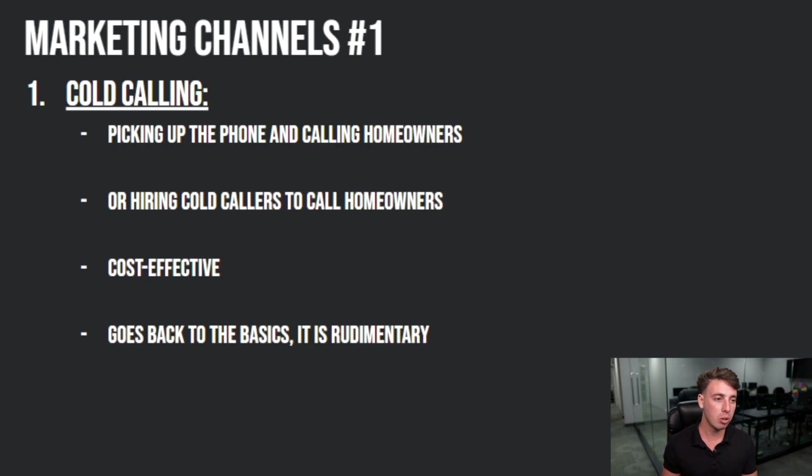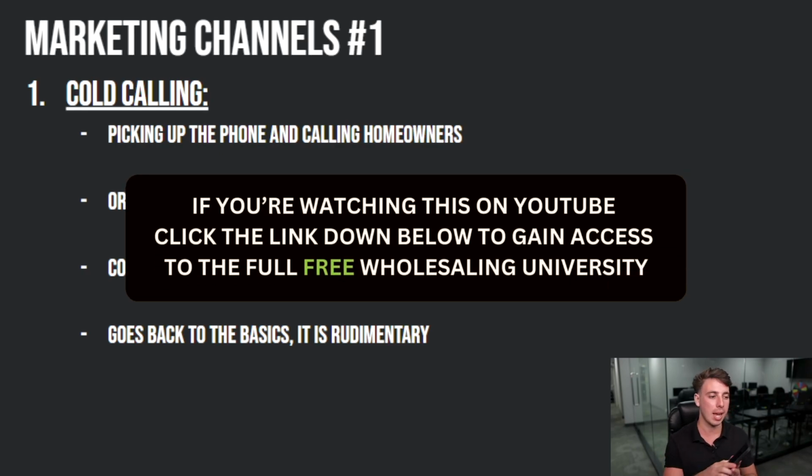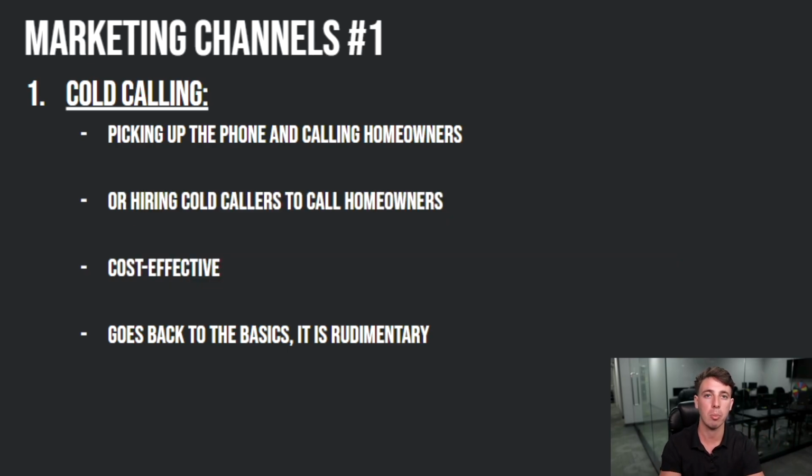In order to do cold calling effectively, you cannot be hand dialing homeowners one by one on your phone, though. You want to use what's called a multi-line dialer. And a little bit later in the Wholesaling University, I will show you how to use a multi-line dialer. But essentially, what a multi-line dialer is, it calls multiple homeowners at once, and it feeds you the people that answer.